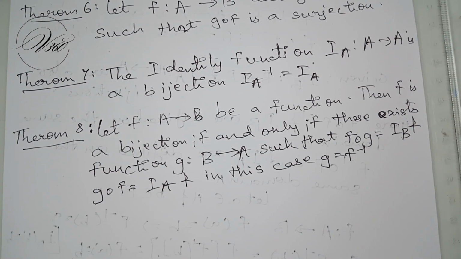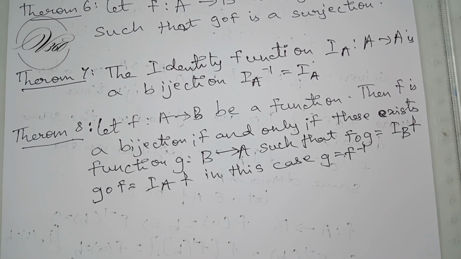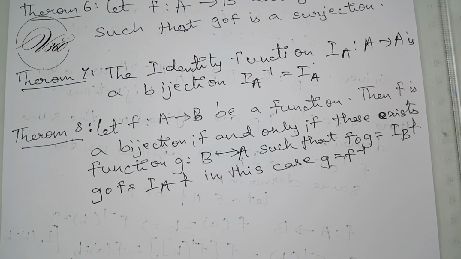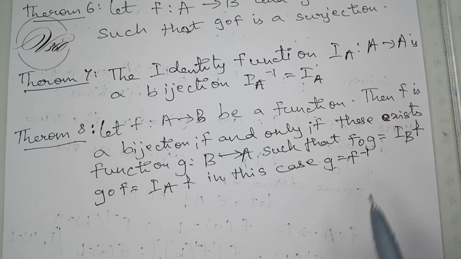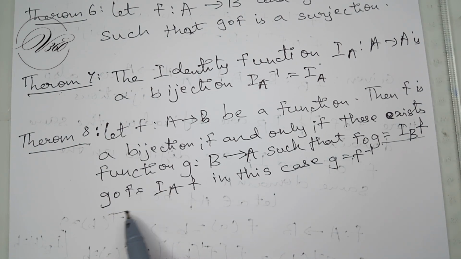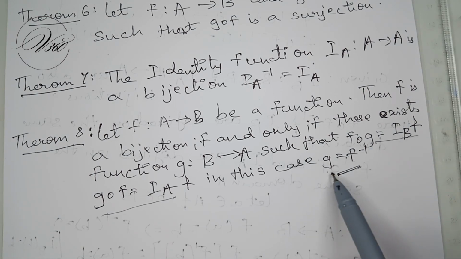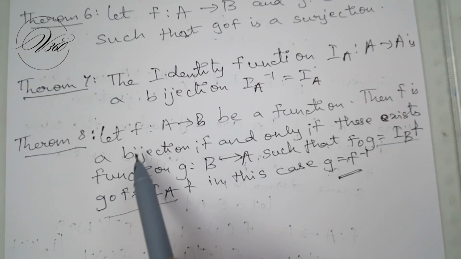Here theorem 8 states that f maps A to B should be a function. Then the function f is a bijection if and only if there exists g maps B to A such that f o g is IB and g o f is IA, and in this case g is equal to f inverse. If f is a bijection, there exists g maps B to A, that is f of g is equal to IB and g of f is equal to IA. In this case g is equal to f inverse.